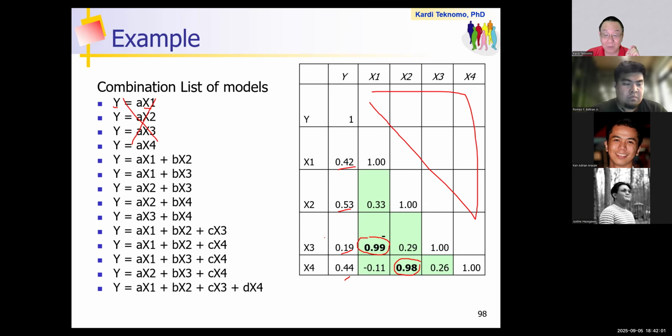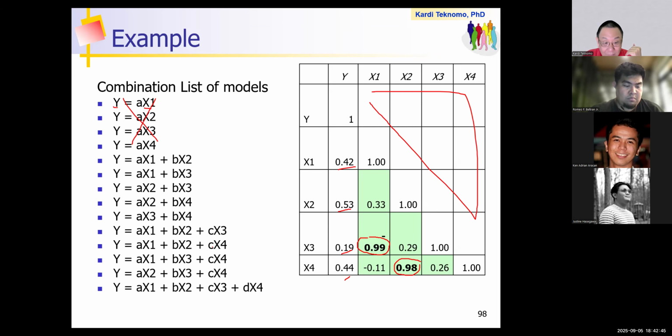If only one variable, if they are highly correlated, you use it. If low, you don't use it. But between inputs must not have high correlation. So these are the list of combinations of models. I have 4 variables, so we can use 1 variable, 2 variables, 3 variables, and 4 variables. So x1, x2, x1, x3, x2, x3, x2, x4, x3, x4. You list down all the possible models.